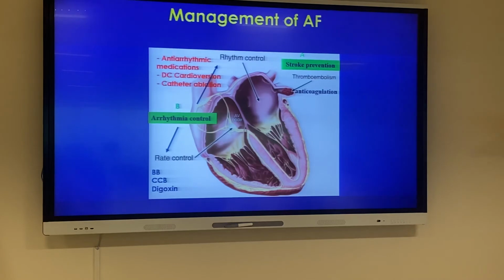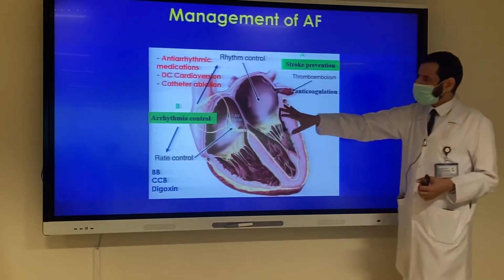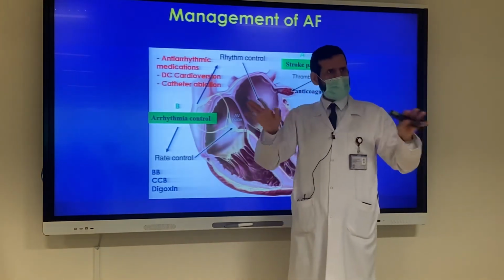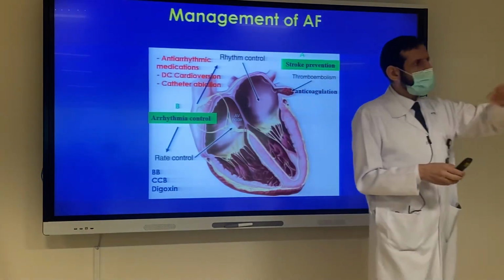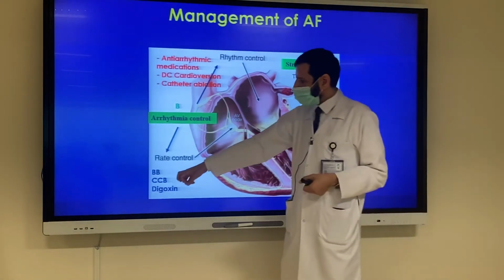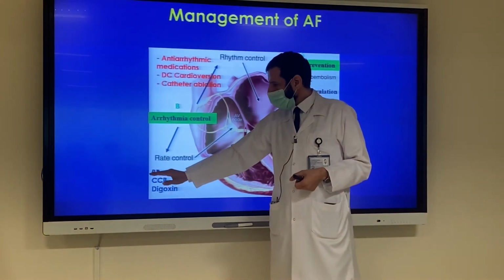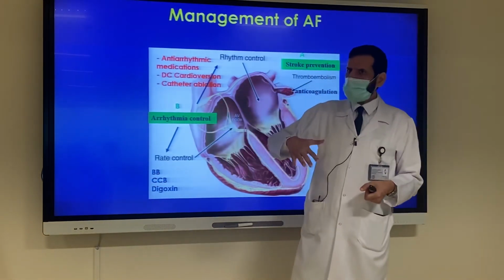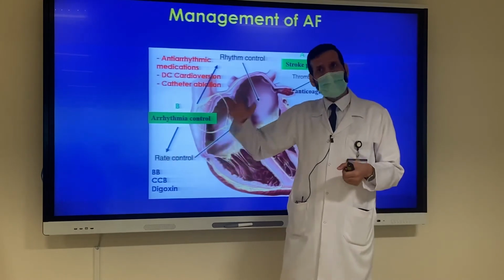Second, for the fast ventricular rate, we can control it with a strategy called rate control. So the patient stays in AFib, but we slow down the conduction down the AV node by giving a beta blocker, calcium channel blocker, or digoxin. We can combine a beta blocker with digoxin, or a calcium channel blocker with digoxin, to slow down the rate. So the patient is still in AFib, but we slow down the rate.